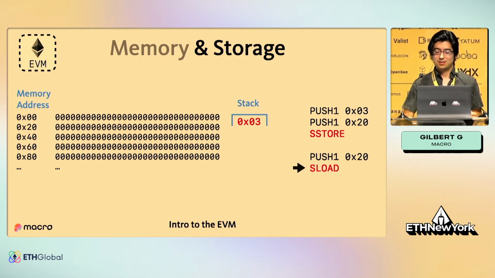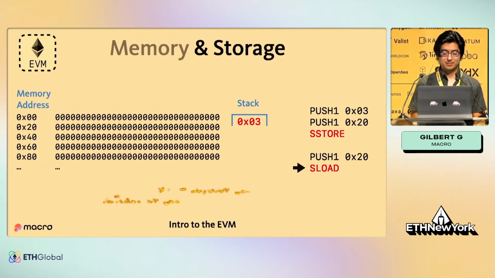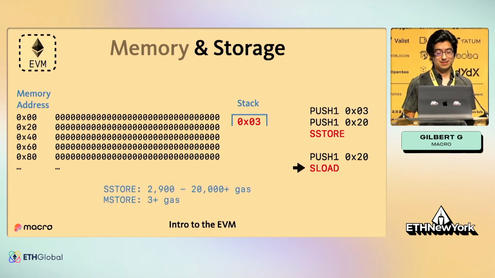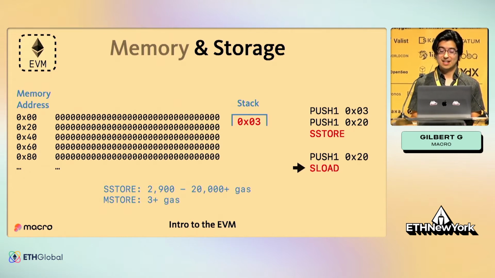So you might ask, why don't we just use storage instead of memory? Why not just always use storage? Well, the reason is storage is extremely expensive on a blockchain. So a single SSTORE can be anywhere between 2,900 or 20,000 gas, but memory only costs like 3 gas. So that's the main reason we don't use storage for everything. Only store what you really need because it's very expensive.